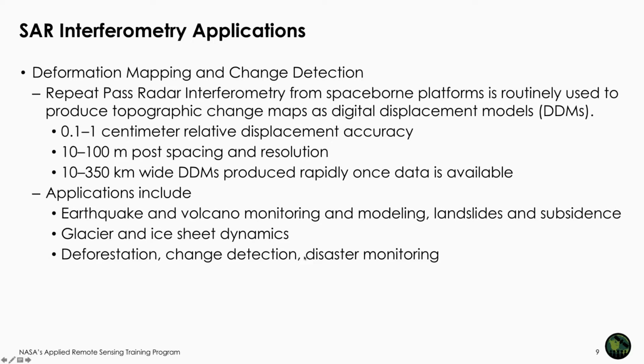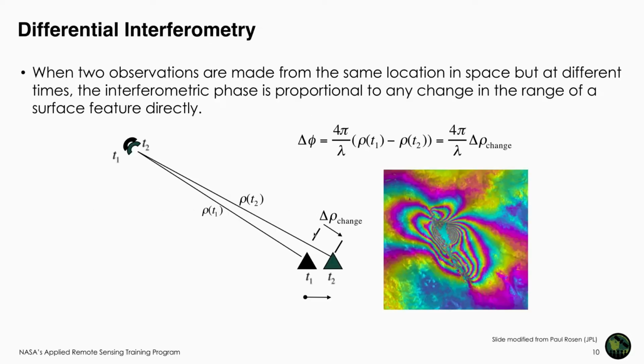And also for disaster monitoring, we can estimate where the ground surface has changed by the difference in how the radar is reflecting. The phase can be changed a lot by things like destroyed buildings. So that's a useful application for SAR interferometry.